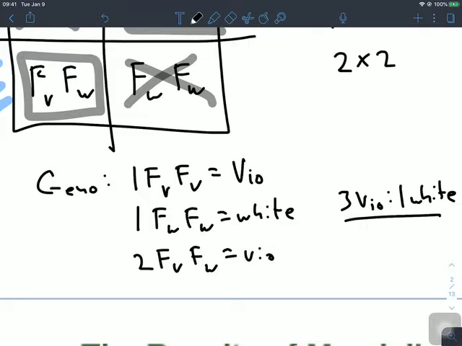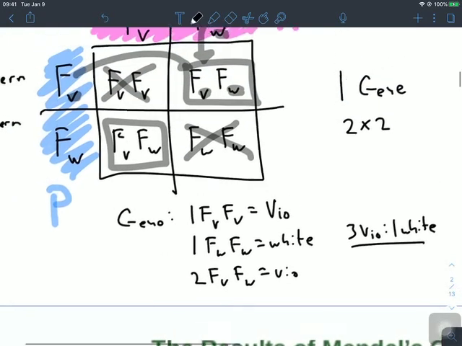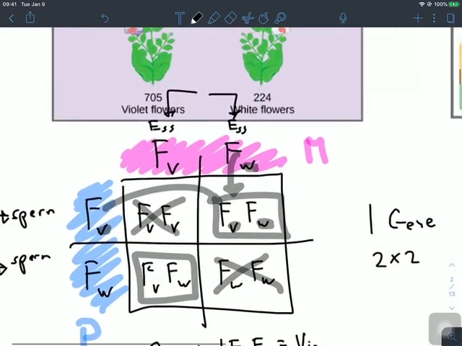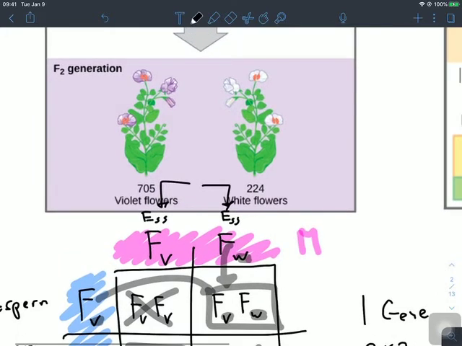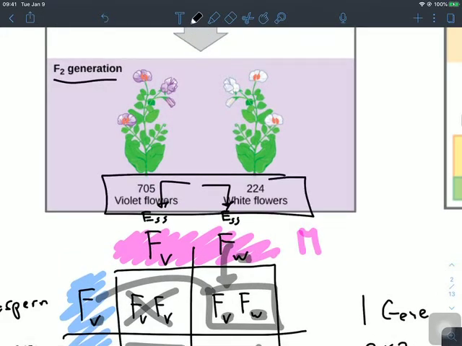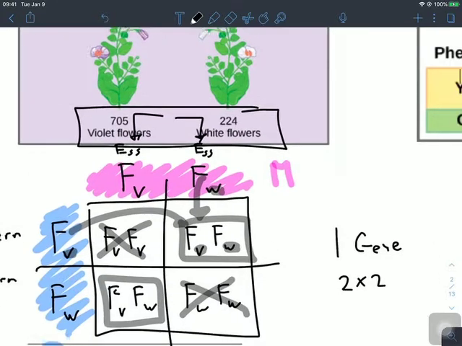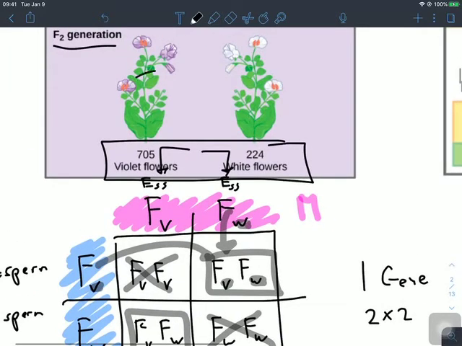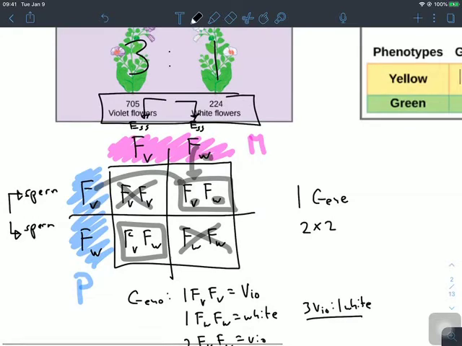And now, the benefit of doing this in plants rather than humans is that these crosses can be done hundreds of times. So in the F2 generation of close to 1,000 babies, you're seeing a ratio of 705 to 224, violet to white. This has an approximate ratio of 3 to 1, based on your Punnett square.